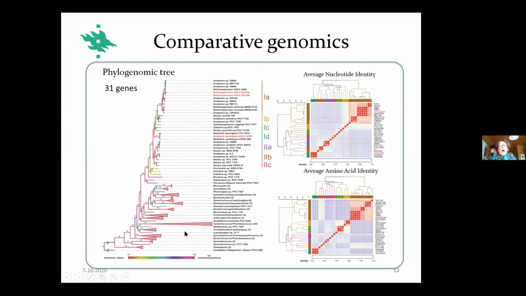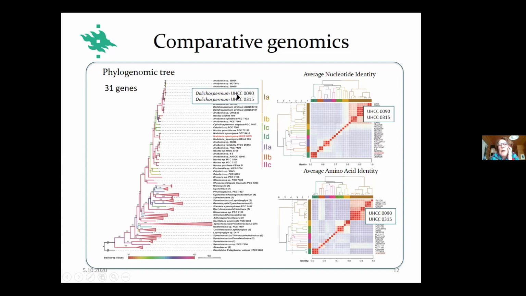So we decided to sequence some of the Baltic Sea strains. For example, here is the result of a phylogenetic tree based on these genomes. We selected 31 genes and made the tree, and you can see that this Dolichospermum from the Baltic Sea, which is here, was very similar to the Dolichospermum species coming from fresh waters.